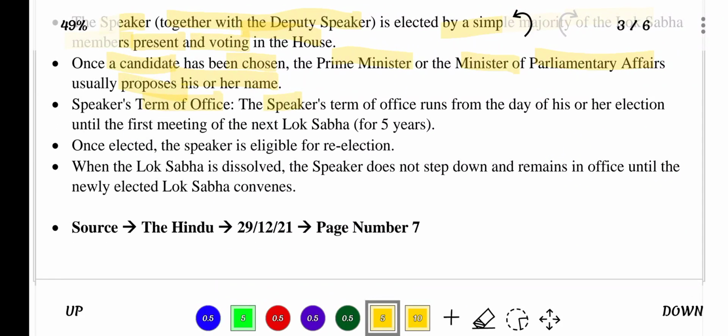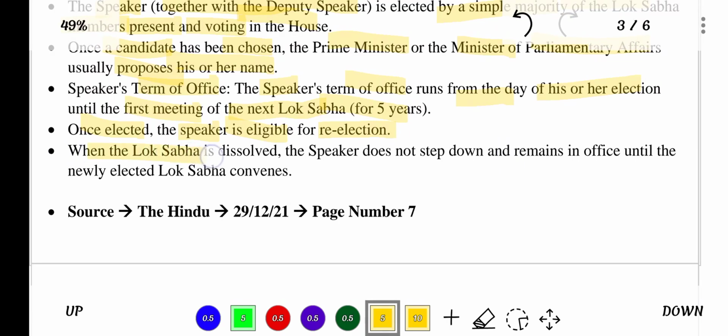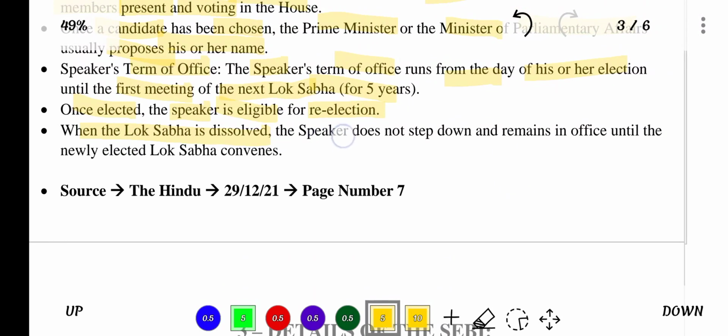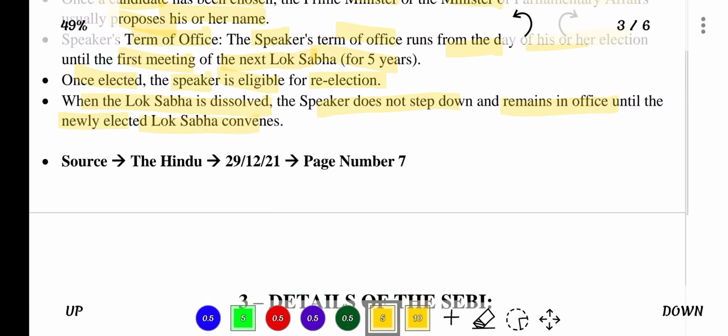Speaker's term of office. The Speaker's term of office runs from the day of his or her election until the first meeting of the next Lok Sabha, which is usually 5 years. Once elected, the Speaker is eligible for re-election. When the Lok Sabha is dissolved, the Speaker does not step down and remains in office until the newly elected Lok Sabha convenes and chooses a new Speaker. So the source of this news is The Hindu of 29th December 2021, page number 7.